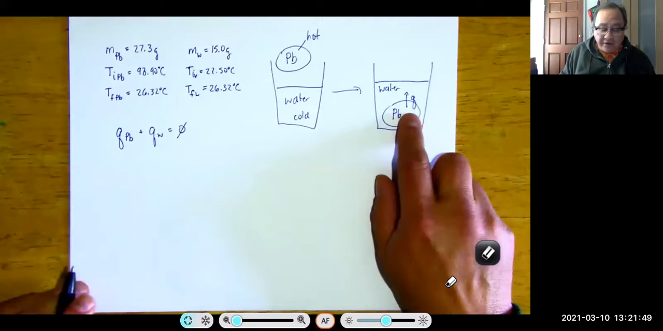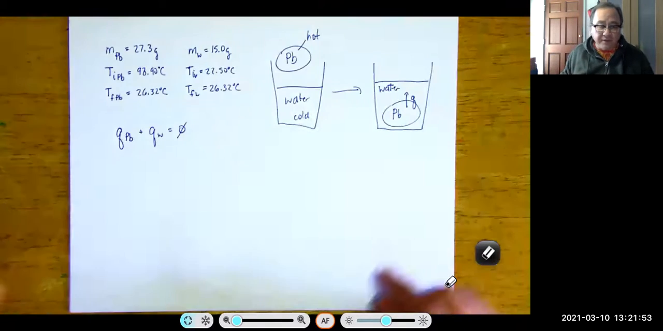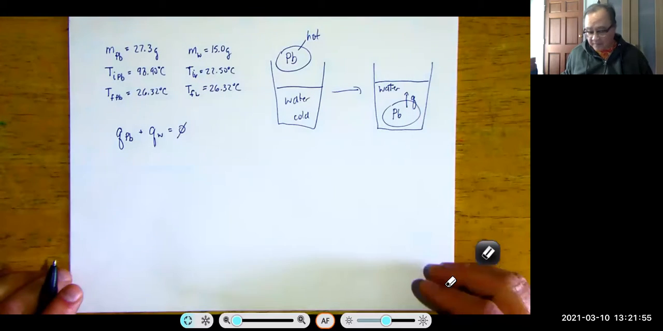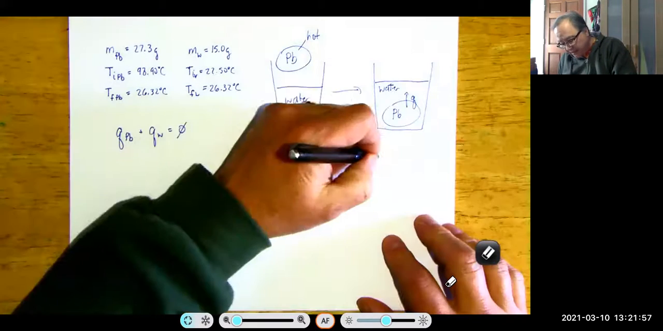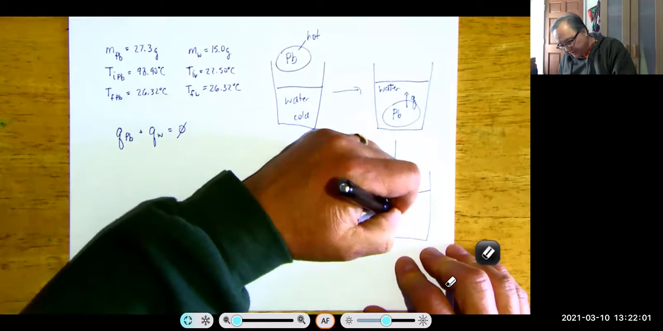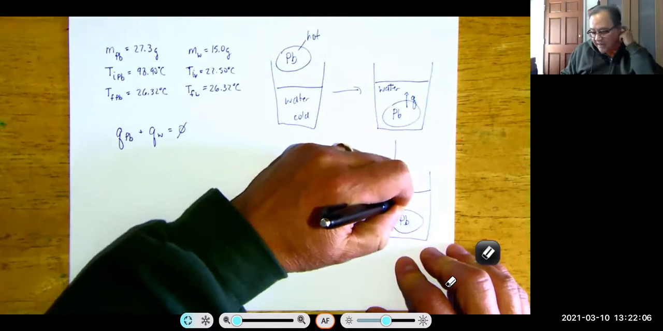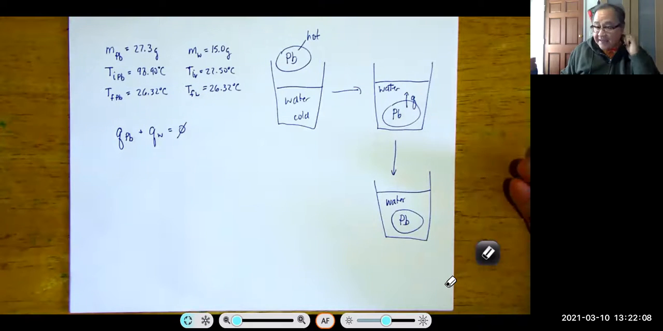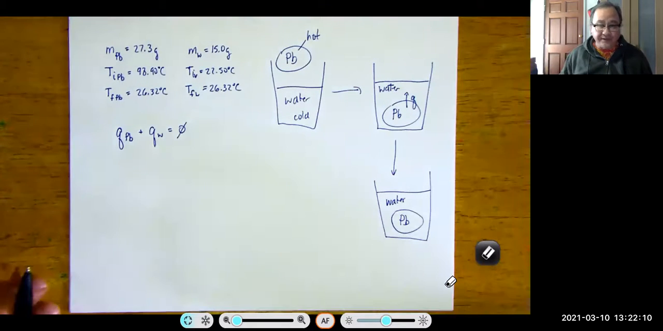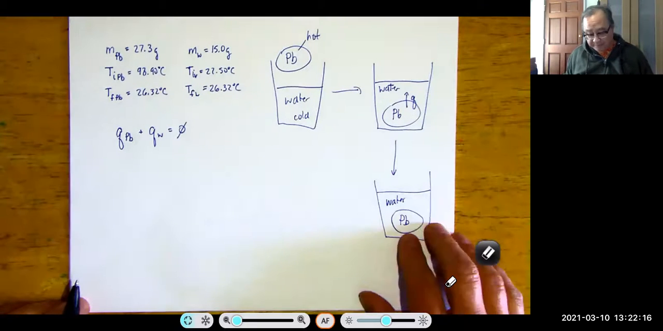You see this little arrow that goes from the lead to the water? That is heat energy flowing from the lead into the water. And then after time, what happens is no more heat flows. So what's going to happen to the temperature of the water as heat enters it? It will rise. What happens to the temperature of the lead as the heat leaves it? It will lower. And so they're both the same temp.